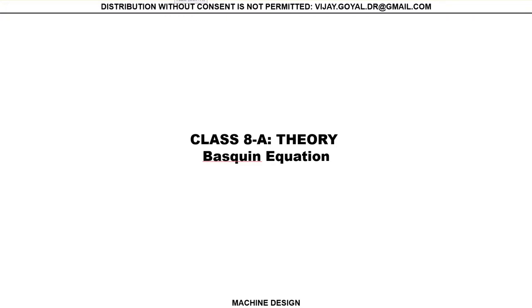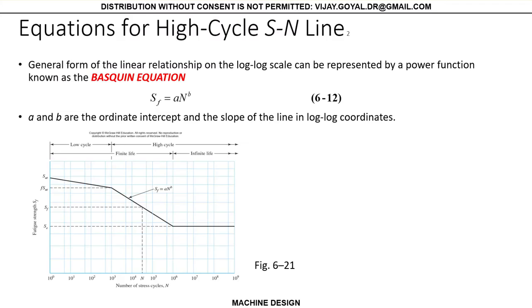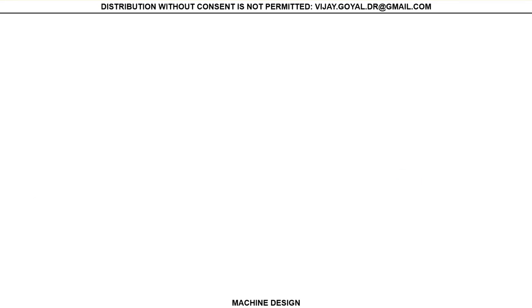Let's talk, in this lecture, about the Basquin equation. The Basquin equation basically relates your fatigue strength to your number of life cycles. It is S equal to A times N to the power B. That's the most general form of this equation. And how we handle this equation is very easy, because remember, this is a log-log plot.